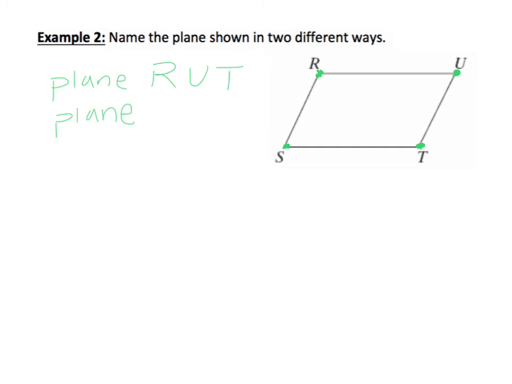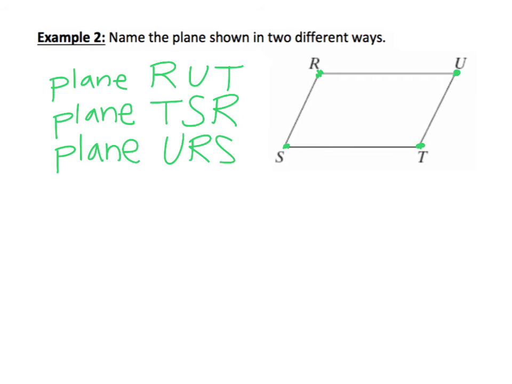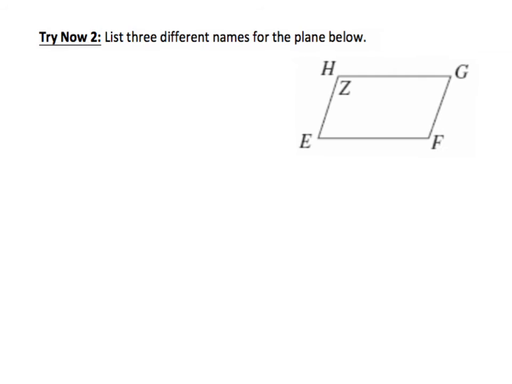or we could order them differently and call it plane TSR. And again, there's so many different ways that you could do this. Let's do a few more here. How about plane URS? And that's just 3 of many different ways you can name the plane.